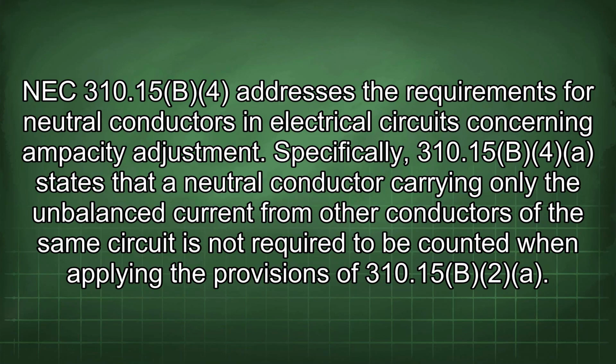NEC 310.15 addresses the requirements for neutral conductors in electrical circuits concerning ampacity adjustment. Specifically, 310.15 states that a neutral conductor carrying only the unbalanced current from other conductors of the same circuit is not required to be counted when applying the provisions of 310.15(B)(2).